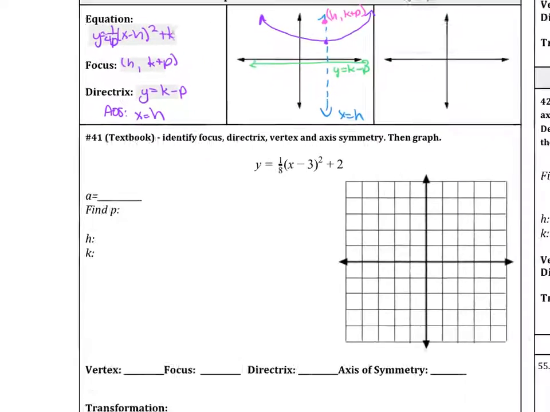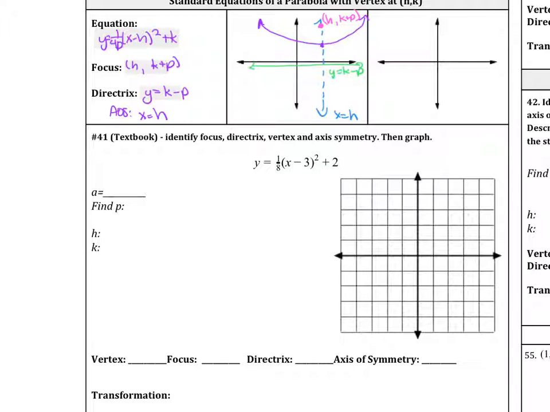Okay, so let's identify the focus, directrix, vertex, and axis of symmetry, then we're going to graph it. So what we can read right away is our h and our k like we did before. Our h is going to be a positive 3, the k is a 2, so we know that the vertex is at (3, 2), so right 3, up 2. So that's our vertex. We know it's positive, so it's going to open up, so I can give you a little bit of a curve there.